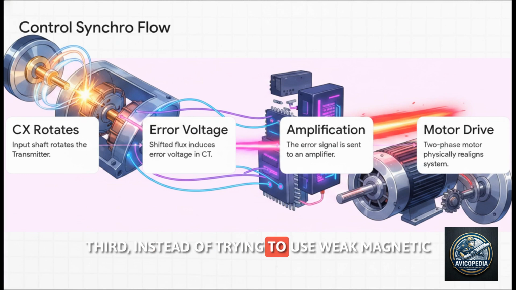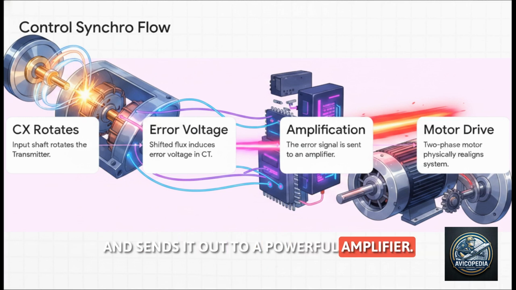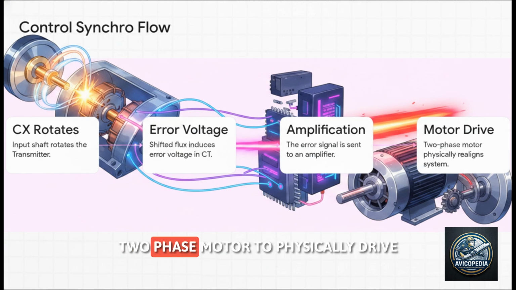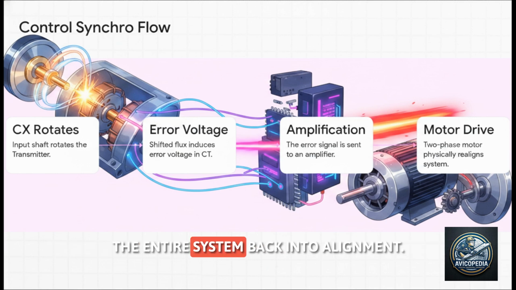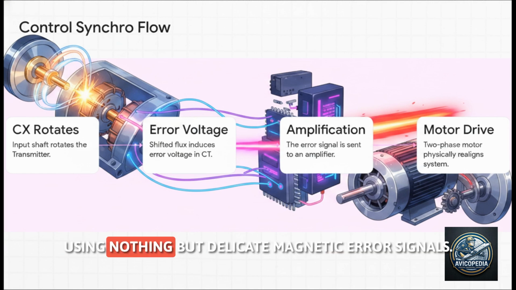Third, instead of trying to use weak magnetic torque to muscle a heavy dial, it takes this tiny error signal and sends it out to a powerful amplifier. And finally, that amplifier commands a strong external two-phase motor to physically drive the entire system back into alignment. It is literally steering heavy machinery using nothing but delicate magnetic error signals.